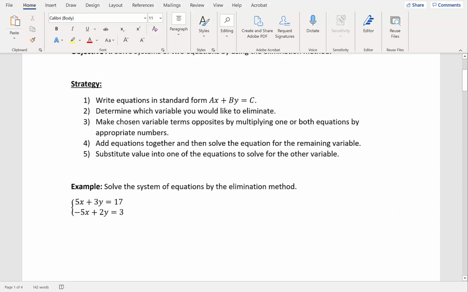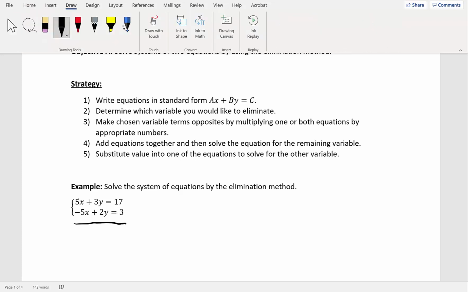Okay, so we have two equations. We have 5x plus 3y is equal to 17, and then negative 5x plus 2y is equal to 3. So now you have the choice of eliminating either your x's or your y's. If we take a look at our x terms, it's a little bit more convenient if we eliminate our x's first. If you notice, 5x and negative 5x are already opposites of each other. So all we have to do is add the equations together. It's going to eliminate our x's.